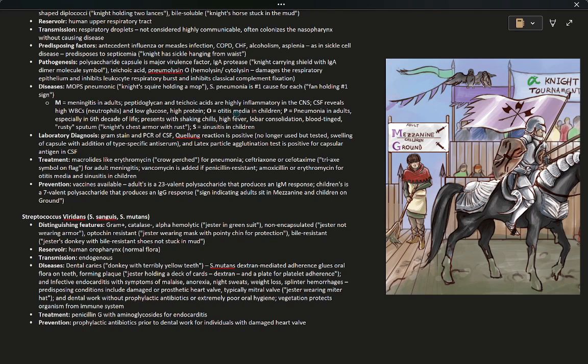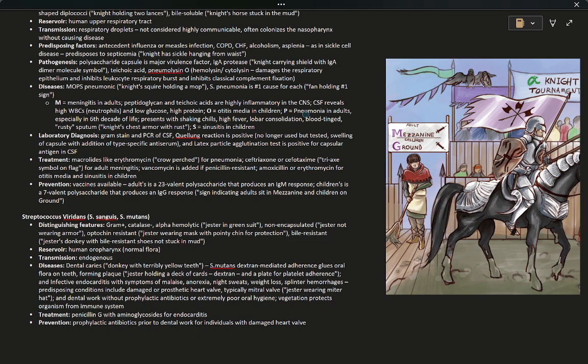For otitis media, Streptococcus pneumoniae happens to be the number one cause of that in children. And then, of course, pneumonia in adults, especially for adults in their 60s, or the sixth decade of life. And this seems to make sense because Streptococcus pneumoniae contains the word pneumonia in there, so that is why it is the number one cause of pneumonia in adults in their 60s.